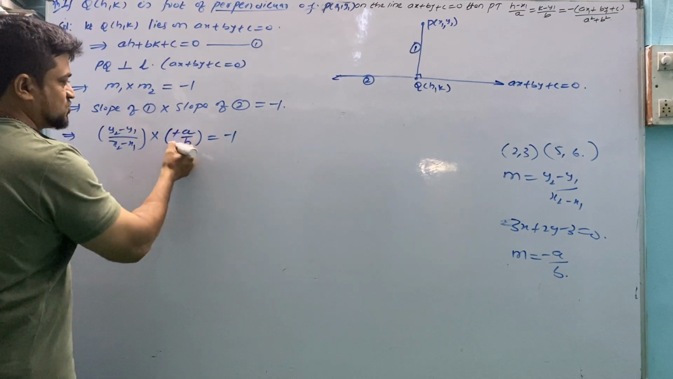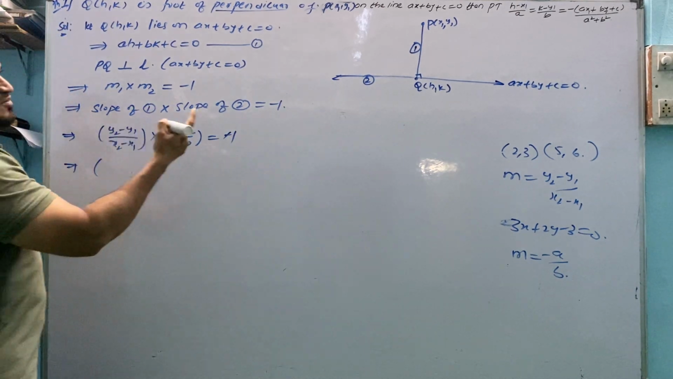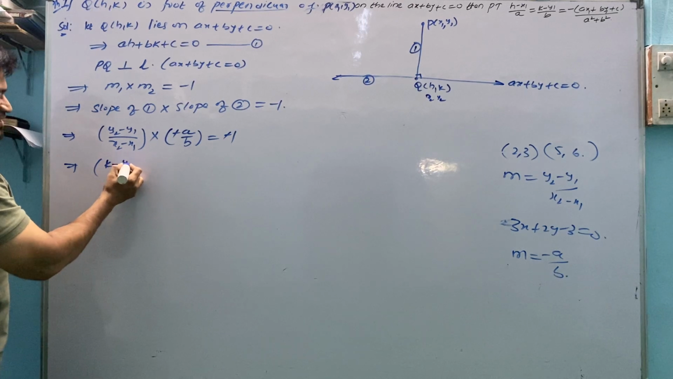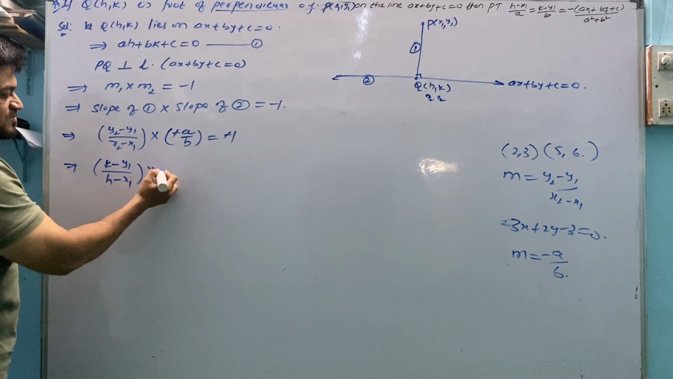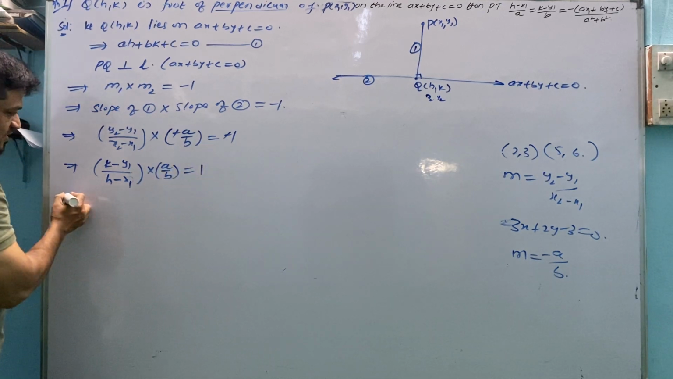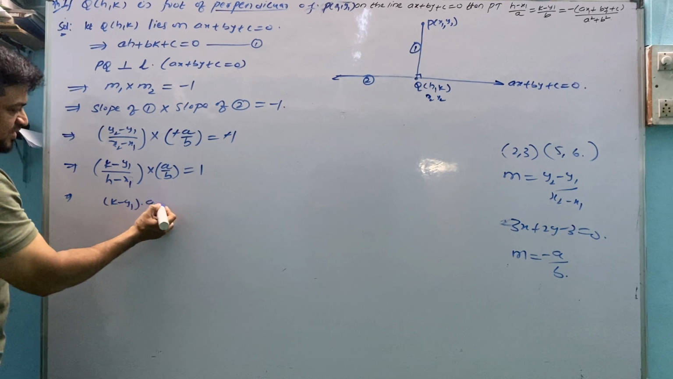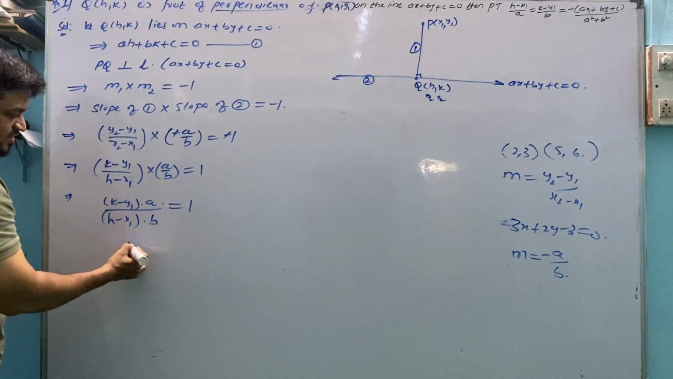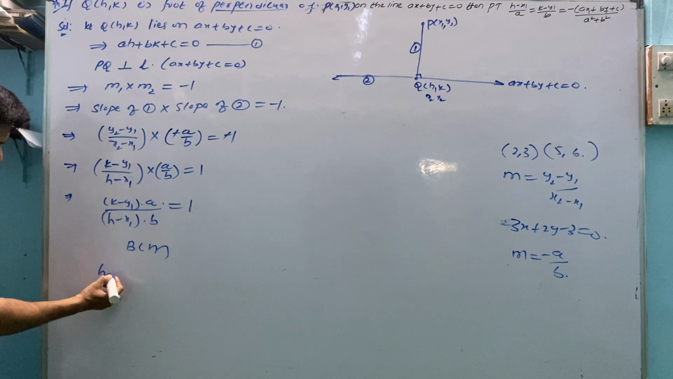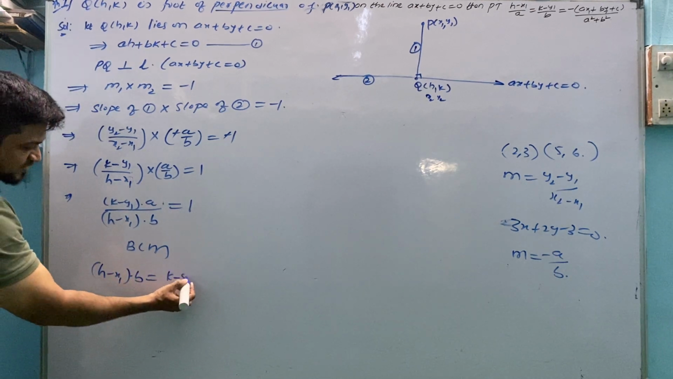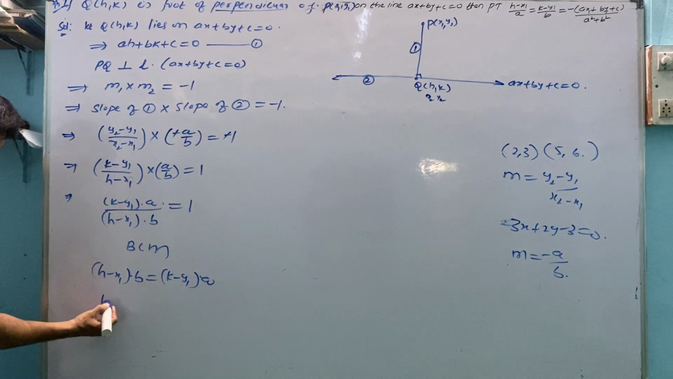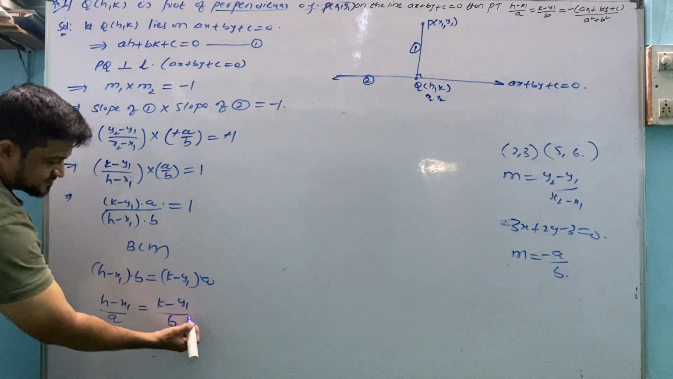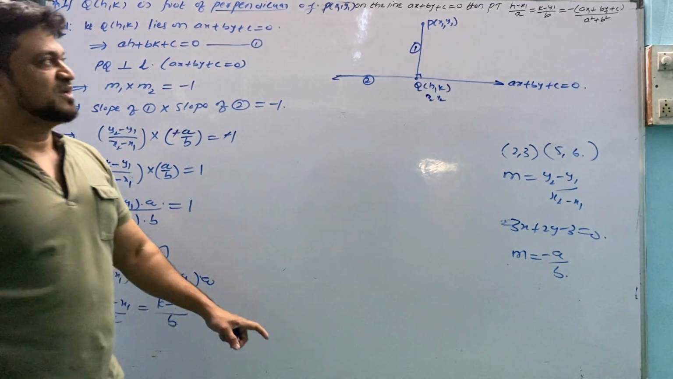equals to minus 1. These two minus signs cancel. Here, for slope of 1, x1 y1 is x1 y1 only, and x2 y2 is h comma k. So we have (y2 minus y1) by (x2 minus x1) into a by b is equal to 1. Now (k minus y1) into a divided by (h minus x1) into b is equal to 1. If I cross multiply this, (h minus x1) into b is equal to (k minus y1) into a. Now h minus x1, that a comes to the denominator, k minus y1, this b goes to the denominator. h minus x1 by a, k minus y1 by b, we got this one.